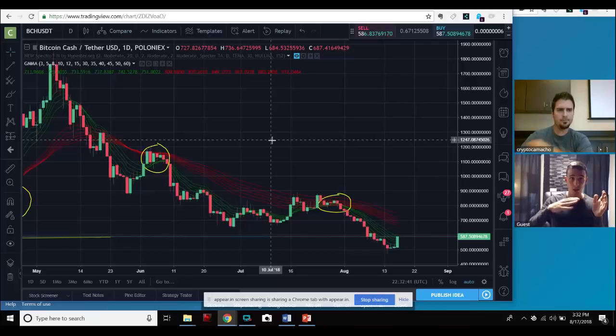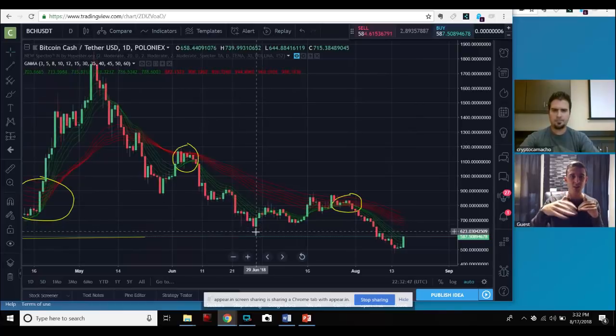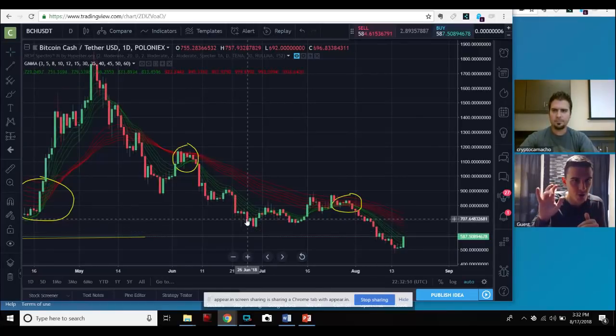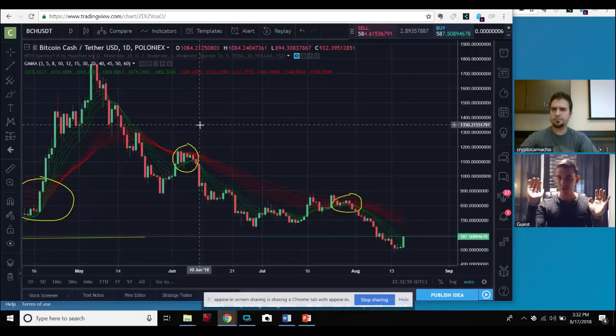Those are several exponential moving averages. I think 12. Yeah, you can see the numbers after. Oh, it's here: 3, 5, 8, 10, 12, 15, 30, 35, 40. Okay. So that's it.